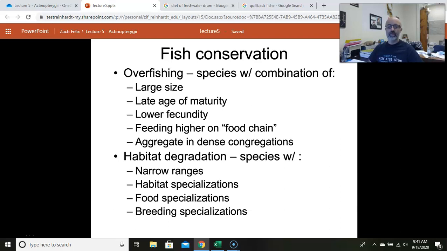Habitat degradation will tend to imperil a species if that species only lives in a small, narrow range. So that's just kind of all eggs in one basket. If you happen to live in a watershed that, by accident of history, becomes a really hot place to live and all the people move there, right? That is going to imperil you.